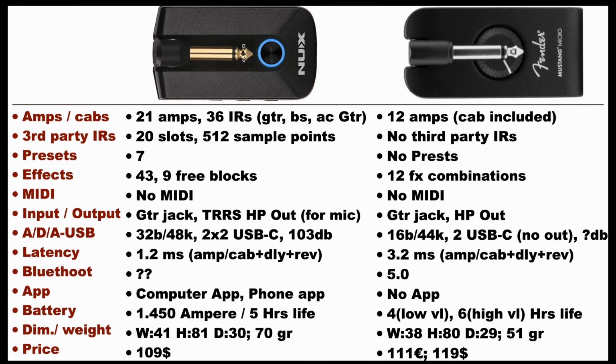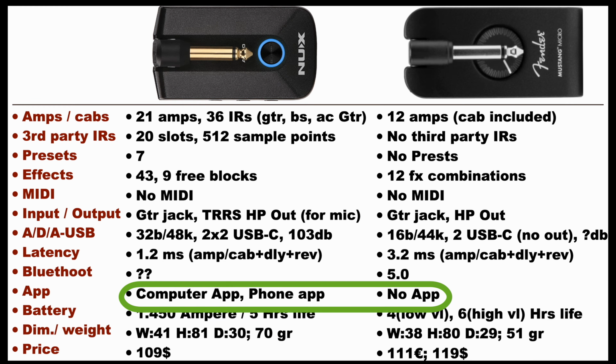So here, in conclusion, I would say that the main differences are the fact that the Mustang Micro is a more closed platform, whereas the Mighty Pro is fully customizable, both in the amp and cab combinations and in the effect and signal chain management, also thanks to the mobile and computer app available for the Mighty Pro and missing for the Mustang Micro.